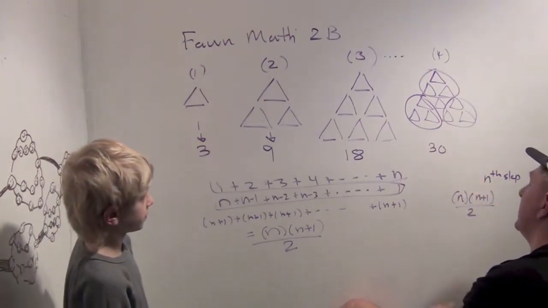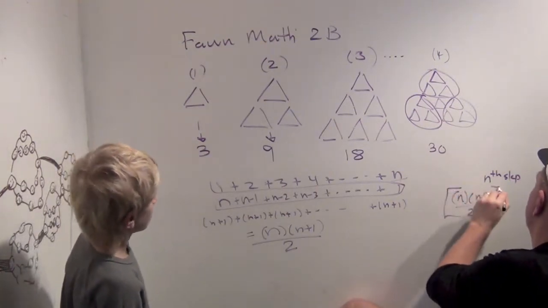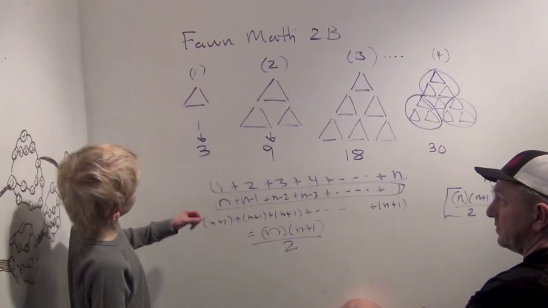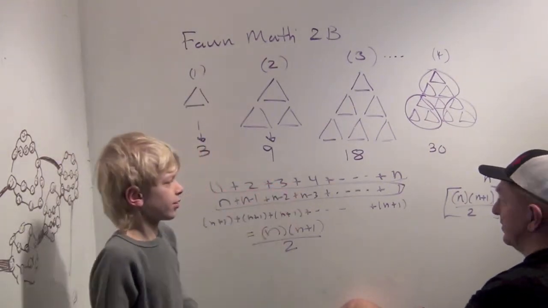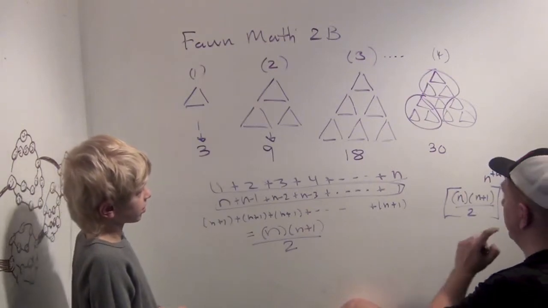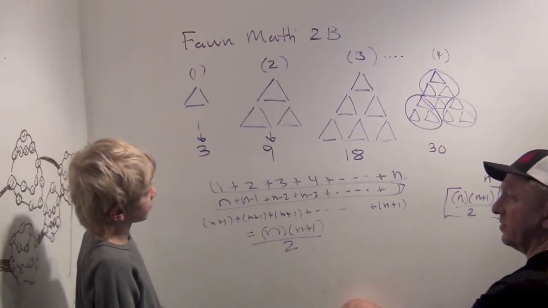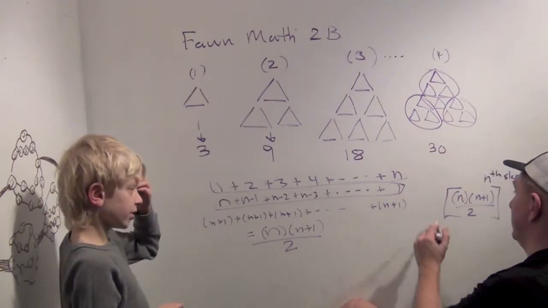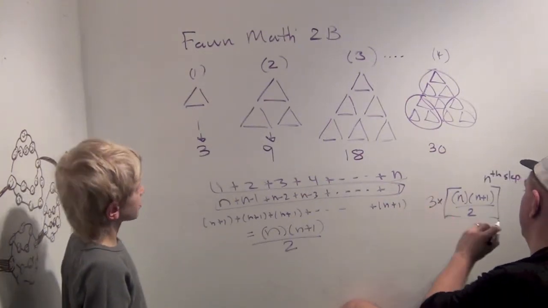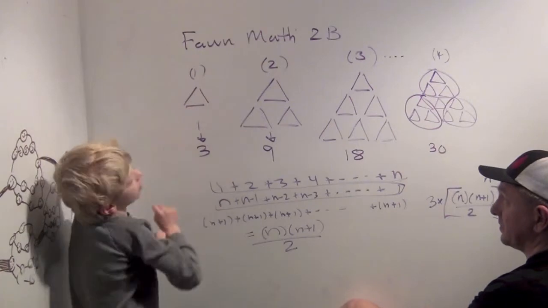How many toothpicks do I have after the nth step? Well, there's 3, 9, 18, 30. How did I go from the number of triangles to the number of toothpicks? You multiply by 3, because each triangle contains 3.